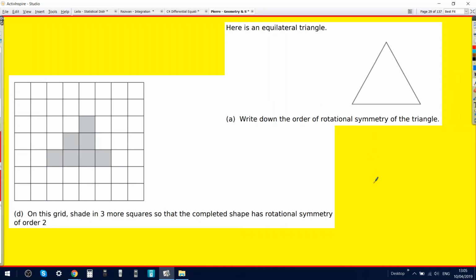Okay, top right. Rotational symmetry. So, rotations.